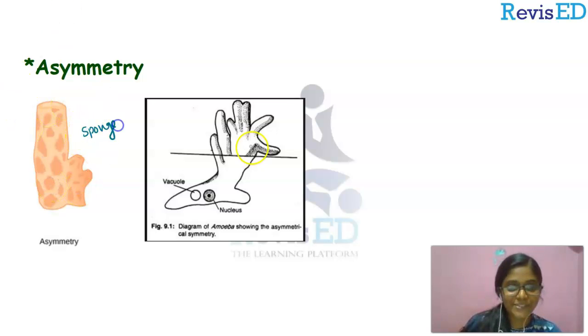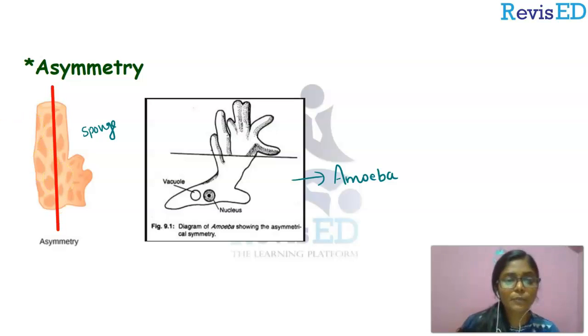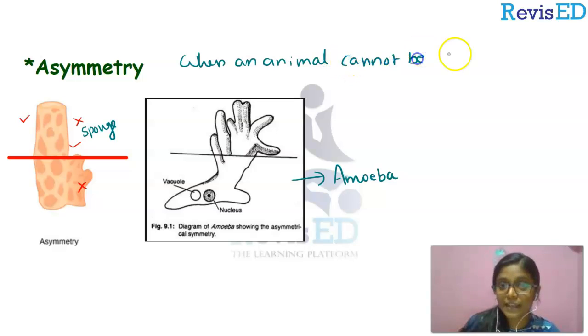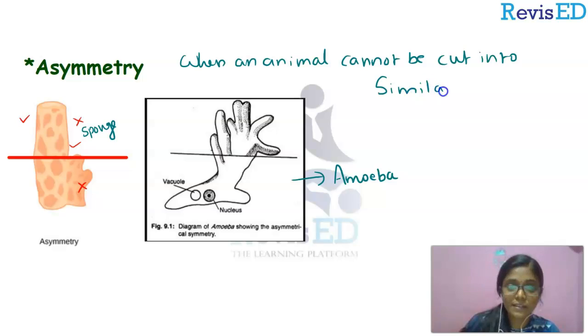And this is a sponge, and you are very well familiar with sponges, right? And the second picture is amoeba. And look, if we cut the sponge through an axis, are we getting 2 equal parts? No, both of the parts are not similar. And if you cut the sponge through another plane, are we getting 2 equal parts? No, the 2 parts are entirely different, which means the animal has got no symmetry, and hence they are called asymmetric animals. So asymmetry is when an animal cannot be cut into similar parts.